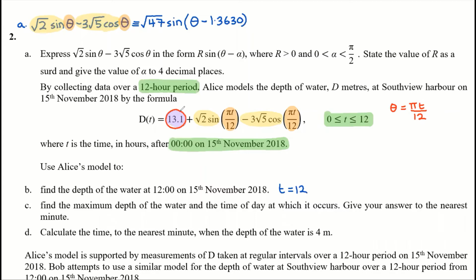So let's rewrite the model using our new expression on the right-hand side. And we know that all we have to do is add 13.1 to it and substitute pi t over 12 in for theta. So this is really good. So let's write down what the new model will look like. So it's going to be d of t is equal to 13.1.